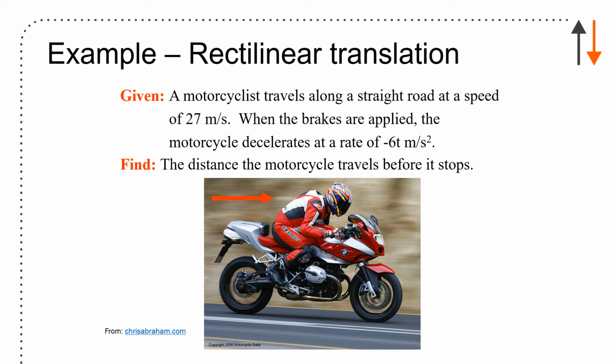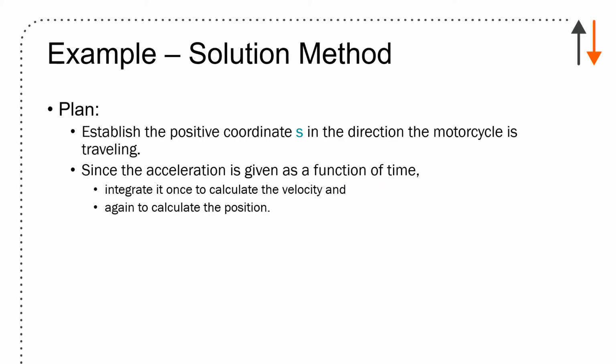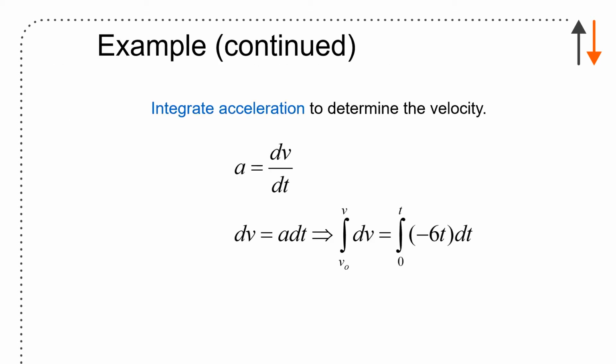So the bike's going from left to right. And really, I just have to establish a coordinate system for this. And since the acceleration is given as a function of time, I want to integrate it once to calculate the velocity and again to calculate the position. I already know I can find velocity as a function of time and acceleration or position as a function of time. But I've got to calculate it through. And I'm going to get different results than I would have if I had used a constant acceleration or deceleration.